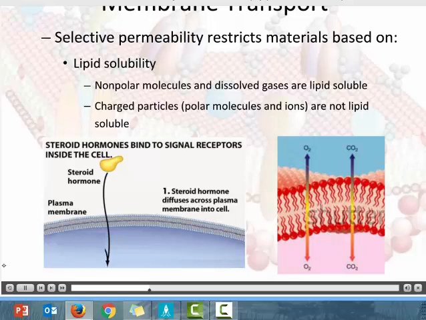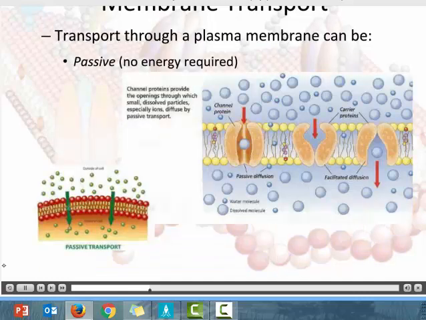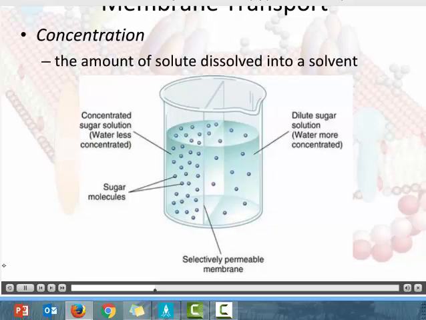The transport across a plasma membrane can either be passive or active. If something is passive, it does not require energy, meaning you do not need to use ATP to move the molecule across the membrane. This means that the molecule needs to move down its concentration gradient. Our concentration gradient is going to be the amount of solute in our solvent.